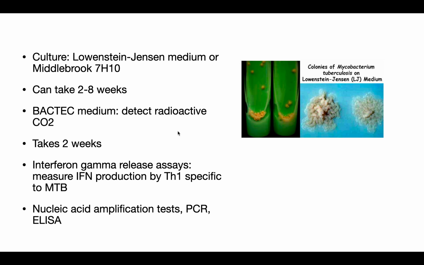Culture has to be pretty particular. It's either the Lowenstein-Jensen medium or the Middlebrook 7H10, and that can take up to like 8 weeks. You can use a BACTEC detection medium to detect radioactive carbon dioxide, and that takes only 2 weeks. Better yet is the interferon gamma release assay. It's the more specific and timely of the tests. But you can also do PCR or ELISA.